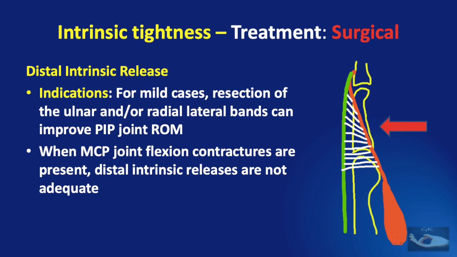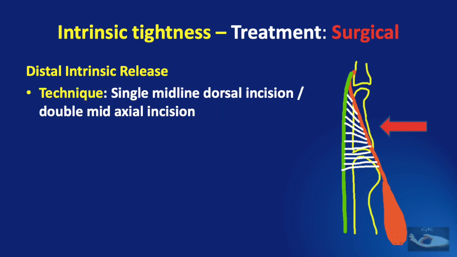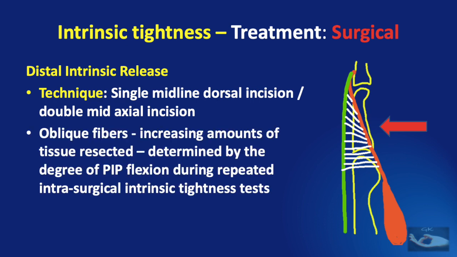When the metacarpophalangeal joint flexion contractures are present, this distal intrinsic release will not be adequate. By a single midline dorsal incision or a double midaxial incision, an increasing amount of oblique fiber tissue is resected, and the amount of resection is determined by the degree of PIP flexion during repeated intrasurgical intrinsic tightness tests.